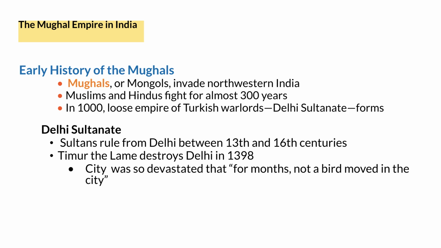But anyway, the Mughals or the Mongols carry on this tradition with other leaders. You know, the Muslims and the Hindus are going to fight for 300 years. Well, they take advantage of this fight because religiously they're tolerant. In 1000, they lose the Turkish warlords to Delhi sultanates that form. So Delhi is in India. These sultans are like chiefs. So if the Mongols are going to go into Delhi, they're going to have to stop these sultanates. They're going to rule for 300 years until Timur the Lame.